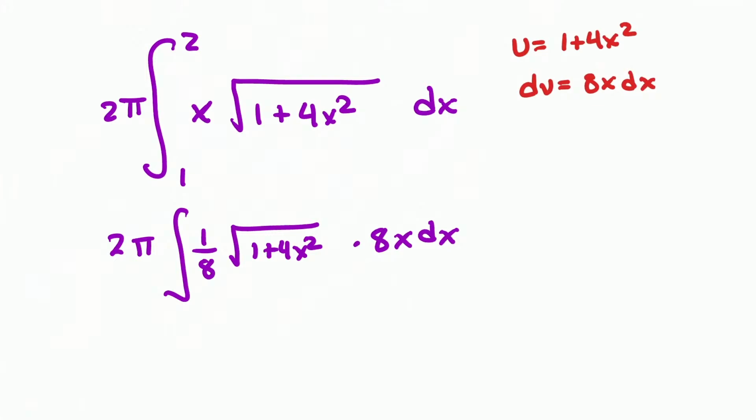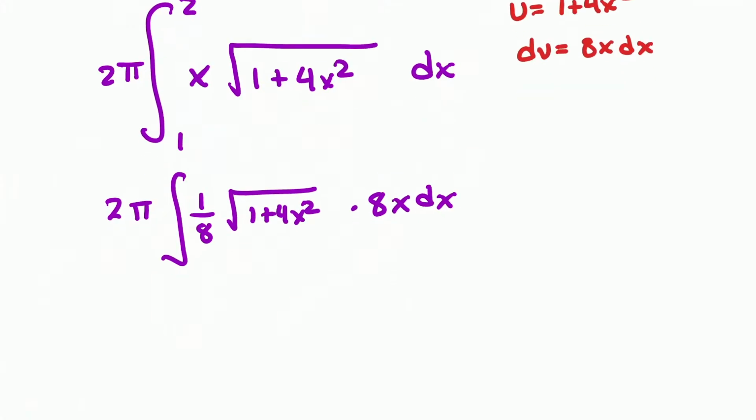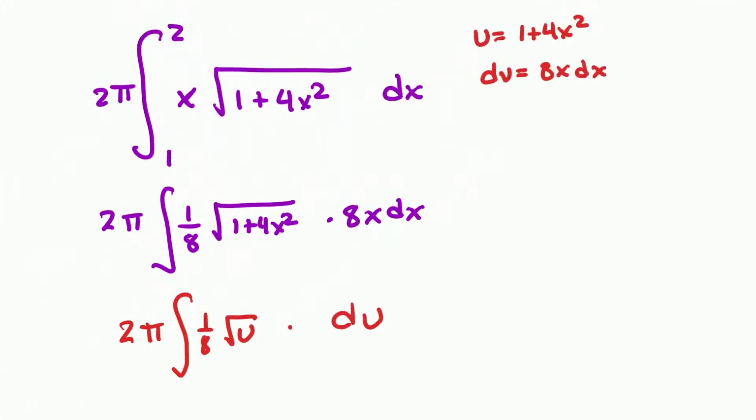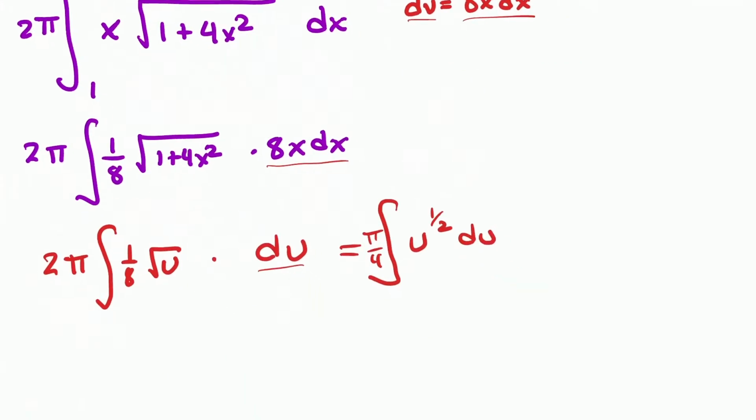Correct. Okay, so now that we've got this, let's do the substitution. So I've got 2 pi. Oh, I left off my limits. That's okay. Times the integral of 1/8 radical u times du. So notice that right there, that is du. I'm going to rewrite this one more time, just to, let's see, this is pi over 4 times u to the 1/2, just to make it a little bit easier for whoever gets chosen.